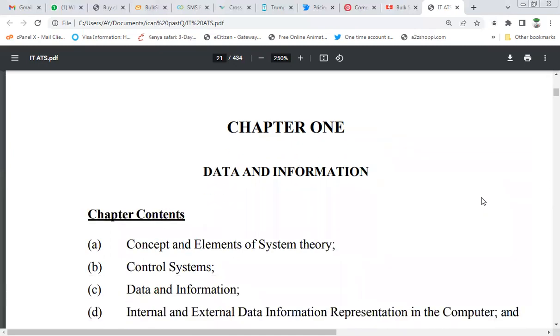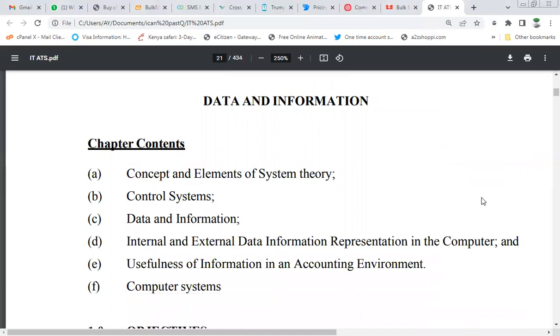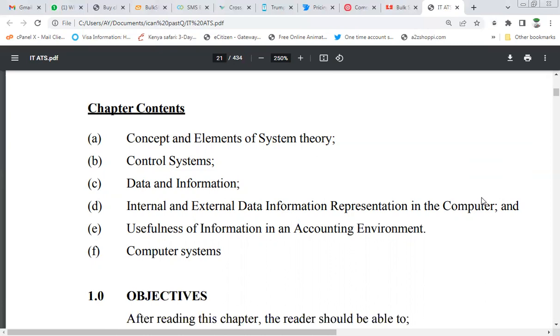Right now, I'm on chapter one, Data and Information Technology. And under this chapter, as you can see, we'll be talking about the concepts and elements of system theory. We'll be talking more broadly about system theory. I will read the text for you, then I will explain and break it down, so that you have a broader understanding of what system theory is all about. Then we'll go to the control systems, data and information, internal and external data, information representation in the computer, and usefulness of information in the accounting environment, then the computer system.